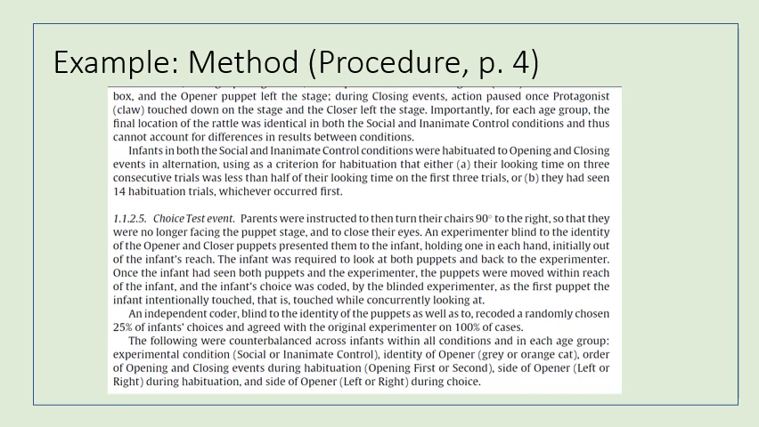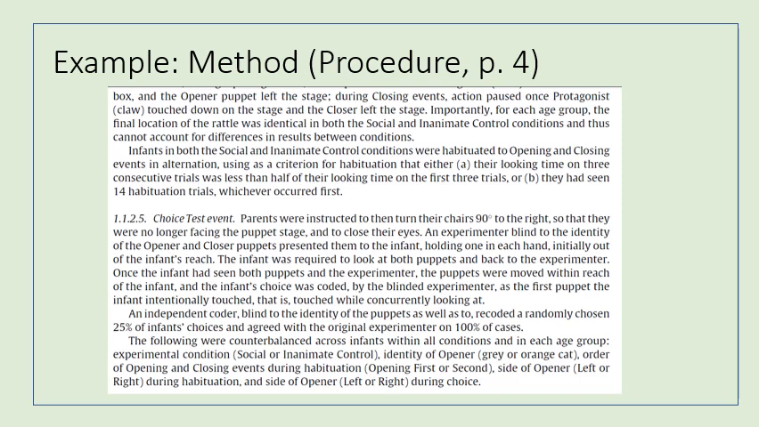So an independent coder blind to the identity of the puppets as well, so this person also didn't know which puppet was which, recoded a randomly chosen 25% of the infants' choices and agreed with the original experimenter on 100% of the cases. If I could write on the screen with my pen, I would write, this is inter-rater reliability. They had someone else go in and look at these and make sure that the raters were judging the situation accurately. And yes, they agreed on 100% of the cases. So we had good inter-rater reliability.